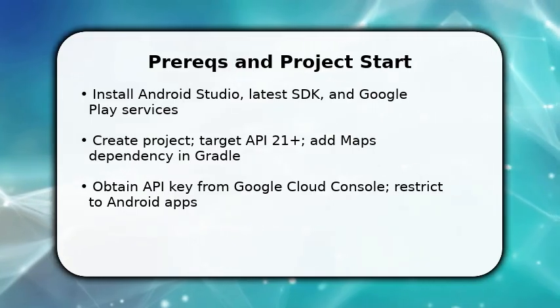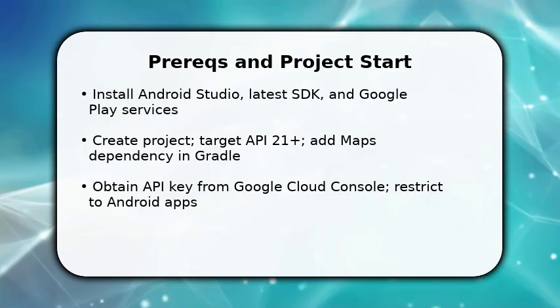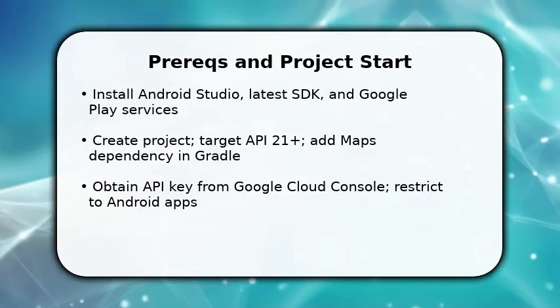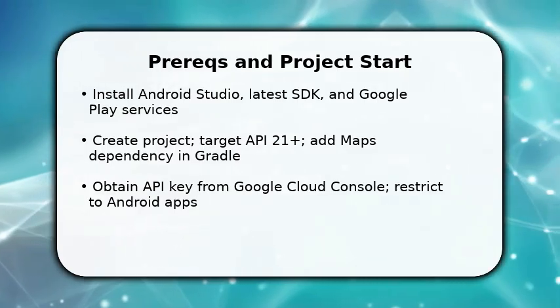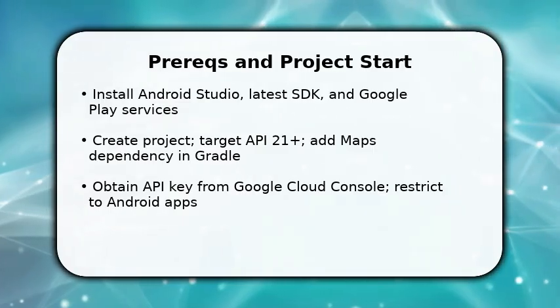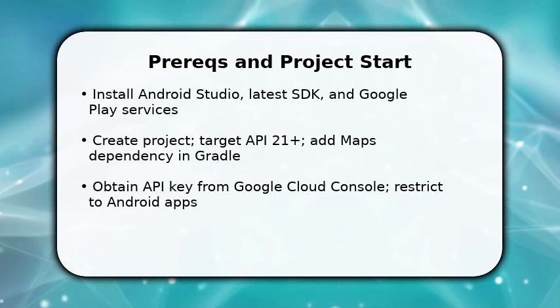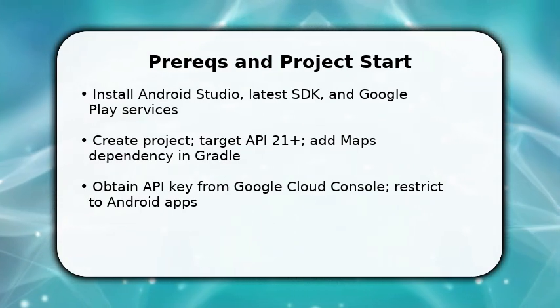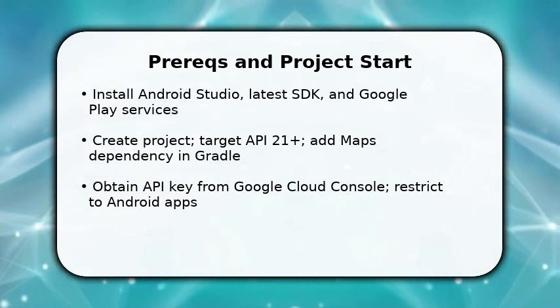Once done, request a Google Maps API key in Google Cloud Console, enable Maps SDK for Android, and restrict the key to your app's package name and SHA1. Make sure to place the key in your project's manifest as a metadata entry, so the map can authenticate immediately.